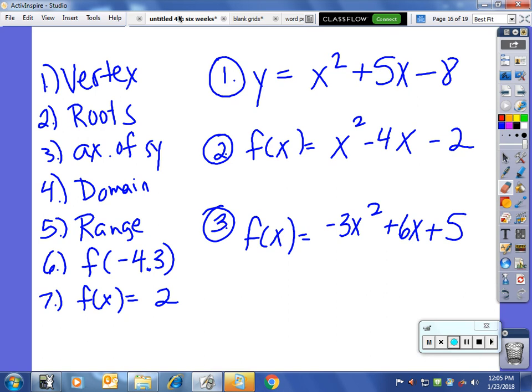Now, but look at number 4. What's number 4 going to be for all of these parabolas? All real numbers. So really it's only 6 questions. And they can all be done in the calculator.